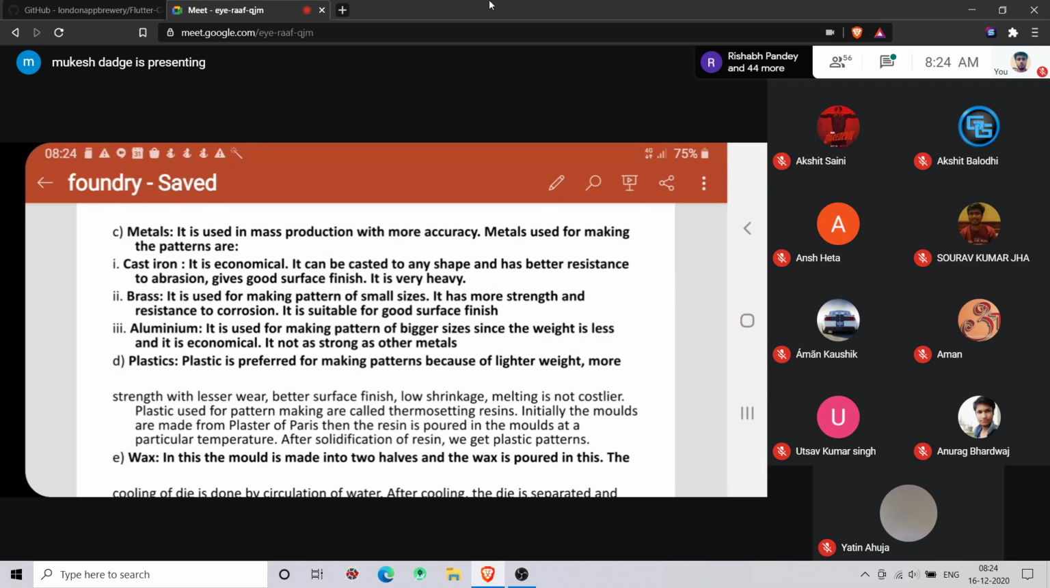So aluminum has lighter weight compared to brass and cast iron. It is used for making patterns of bigger sizes since weight is less and it is economical. It is not as strong as other metals. So the abrasion problem, the wear-out problem, will be there in aluminum. But it is lighter in weight and economical.